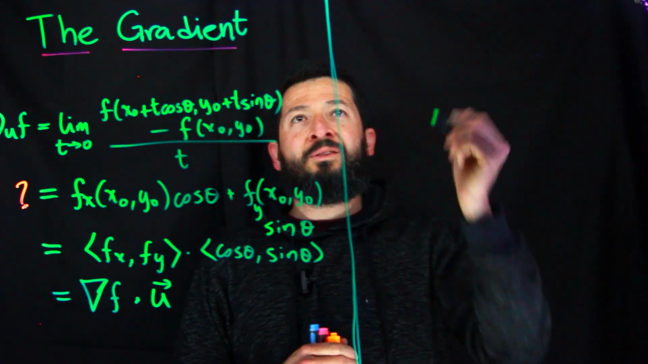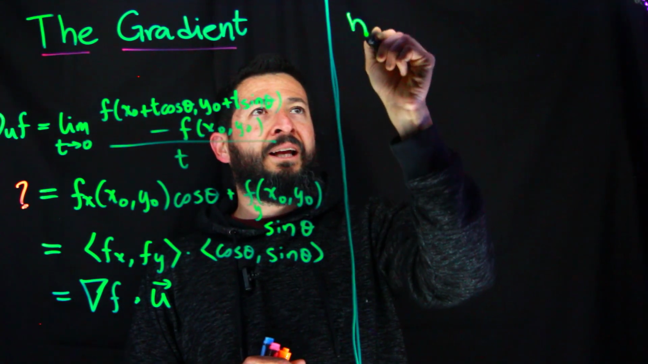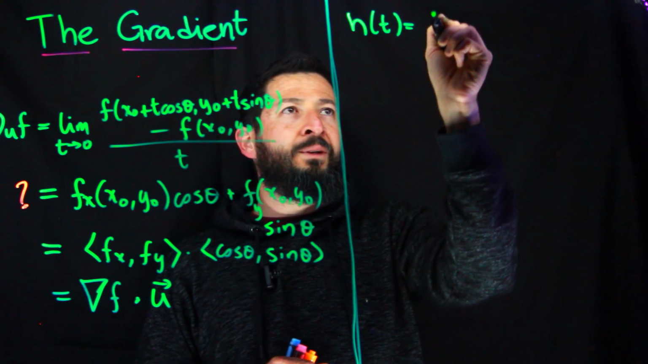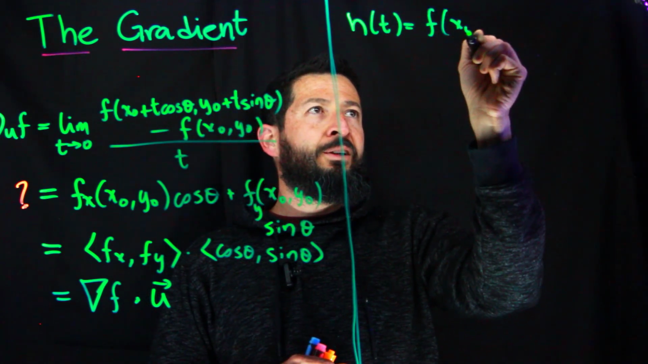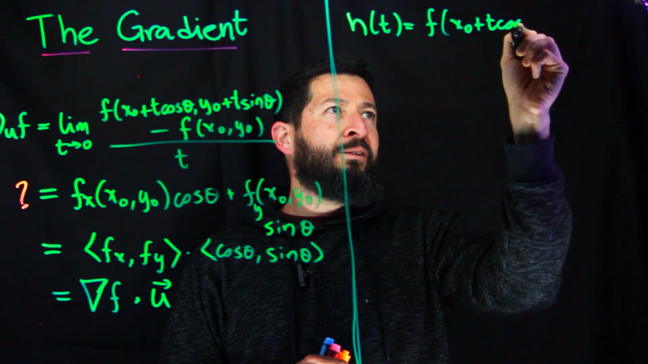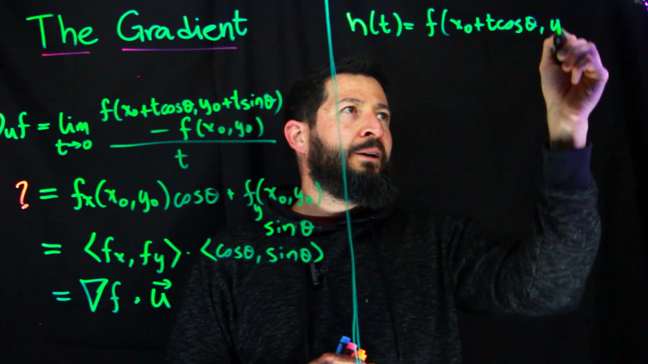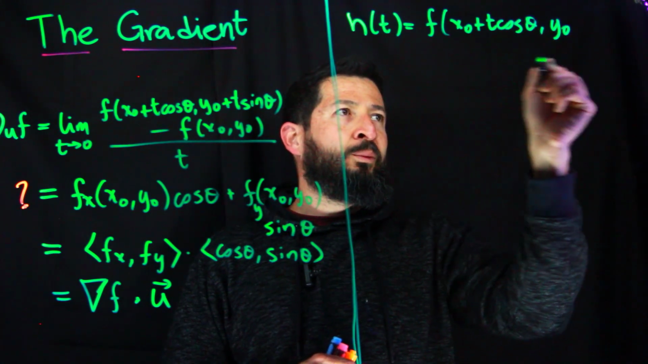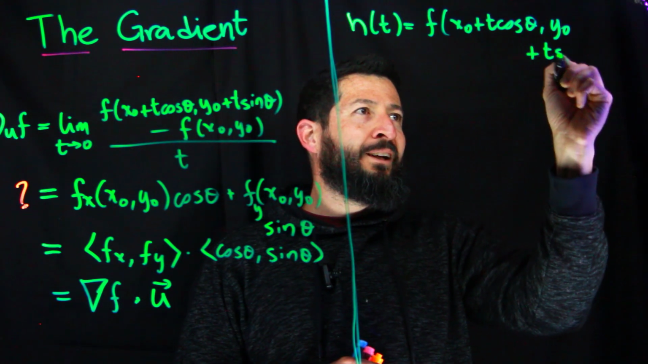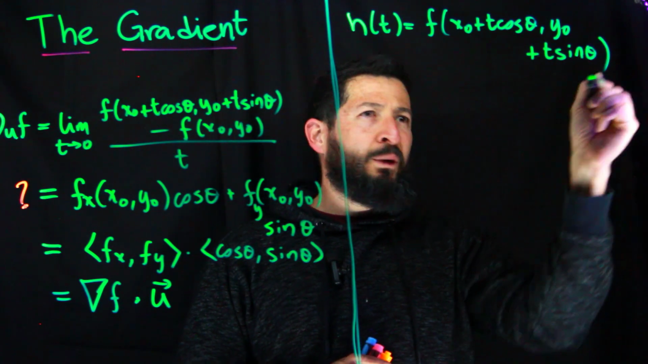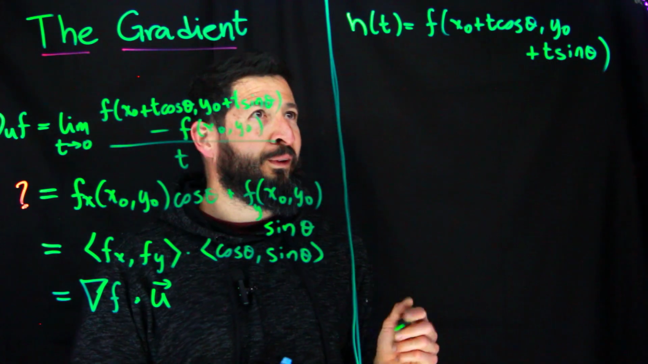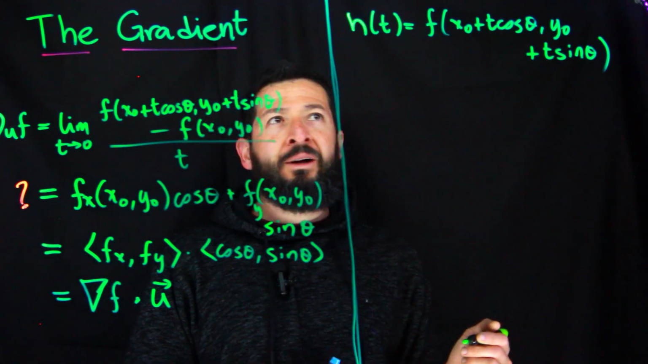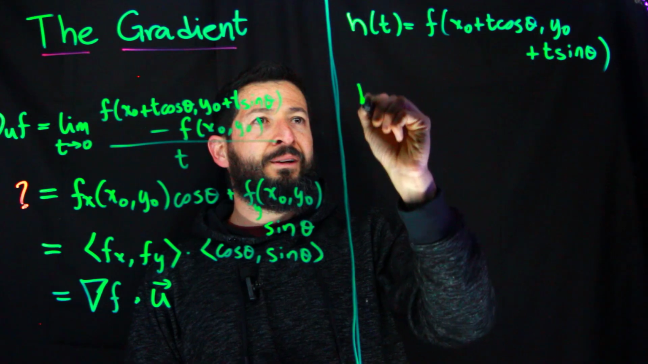So, all right, to prove this, I'm going to go ahead and write my function h of t to be f of x naught plus t cosine of theta, comma, y naught plus t sine of theta. I'm going to have to write the rest down here. Am I writing big today? Maybe that's what's going on. And so I'm going to go ahead and compute this derivative.